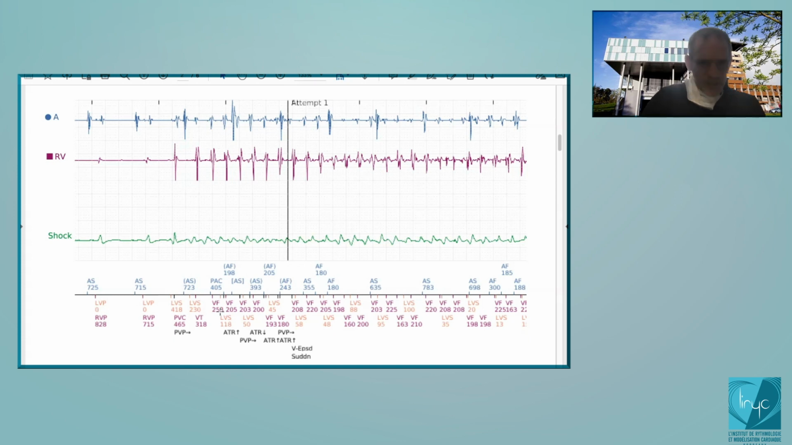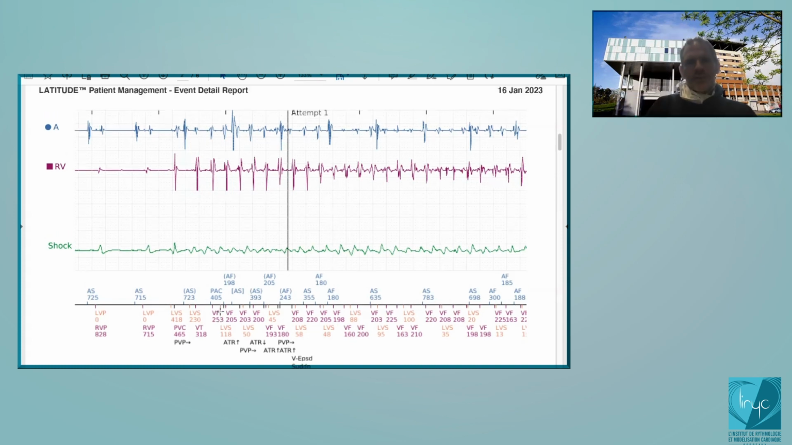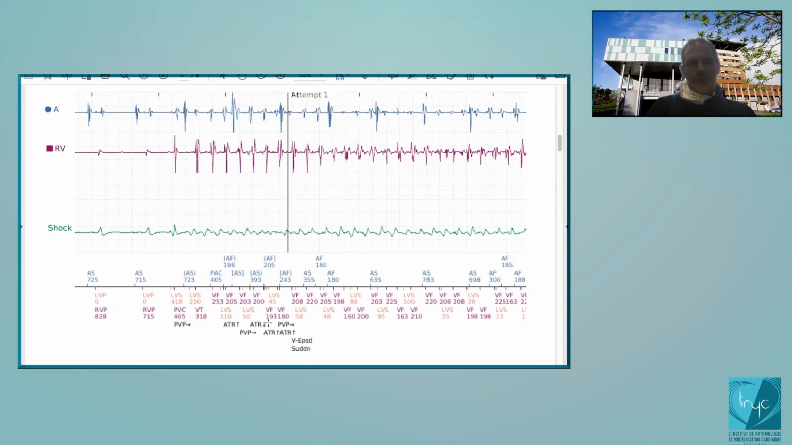So when you analyze the tracing, the first thing that is common with most of the tracings with Boston is that there are many markers. If you compare, for example, Medtronic tracings and Boston devices, you will see that in Boston devices you have many more markers, so it makes the interpretation of the tracing sometimes a bit more difficult. You see all these markers here: ATR, PVP, V episode, sudden, and all this.